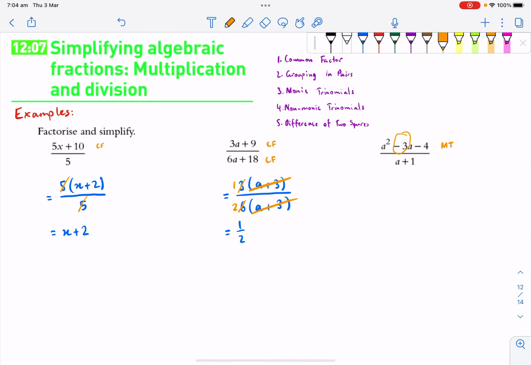So with my monic trinomial, I can see we have a sum of -3 and a product of -4, and I can tell you that the two numbers are -4 and +1. So that means with monic trinomials, you can actually answer that straight away. So a -4, a +1 over a +1. Now, if you notice, this and this are identical, and there's no pluses or minuses in between on the top. So guess what? We can factorize, so we can simplify like this. And therefore, I'm just left with a -4. And that's it. That's my answer for that example.